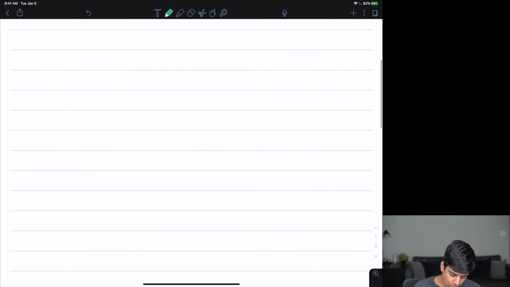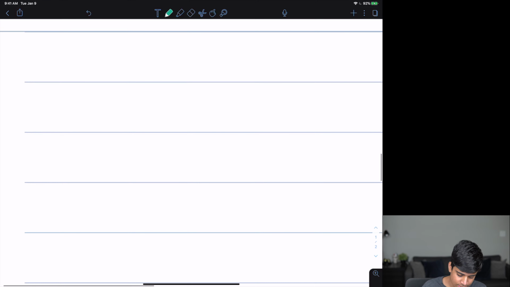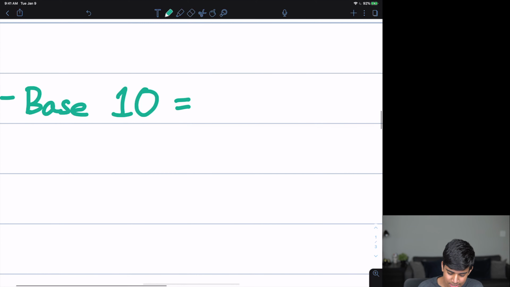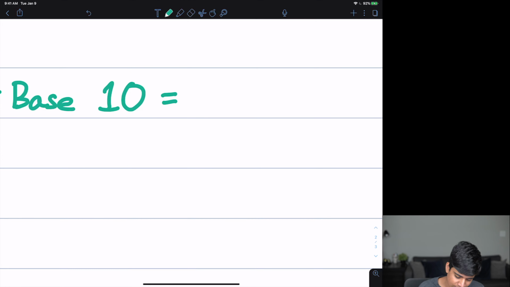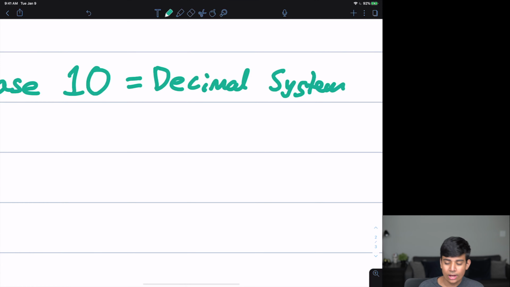What I'm going to do is go all the way down to a second page, and I'm going to write this out. So this is the base 10 system. Now, what is the base 10 system known as? Well, in normal people's terms, it is known as the decimal system. The key and the root here, deci, is going to be 10. So you have the decimal system.